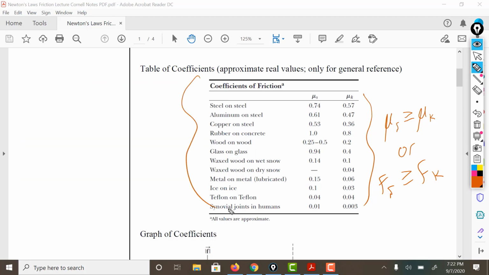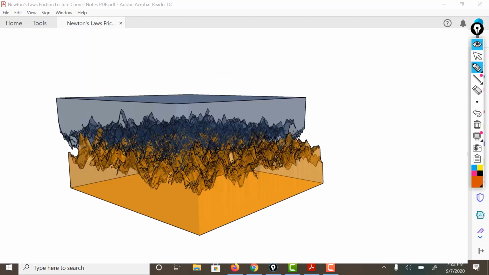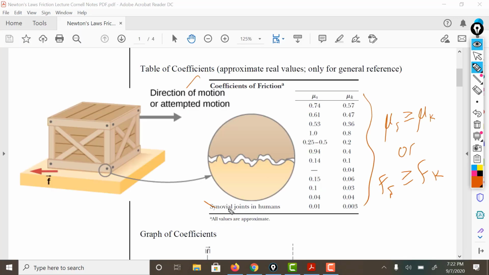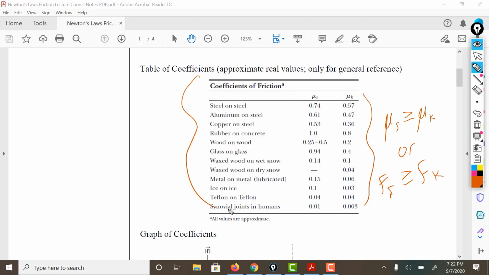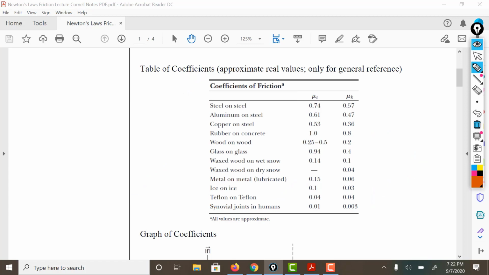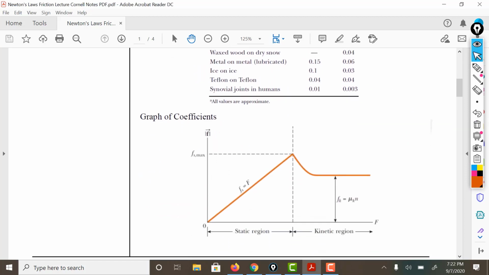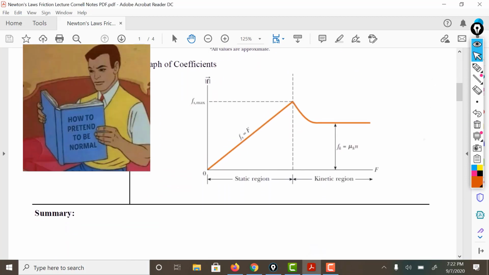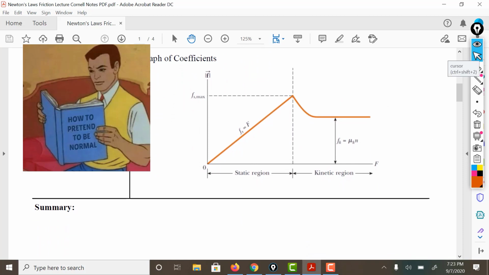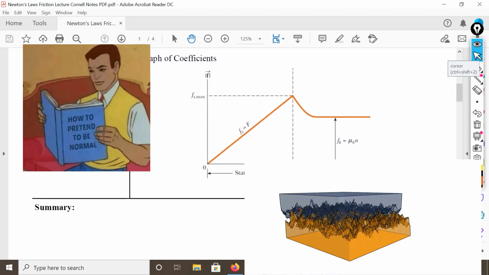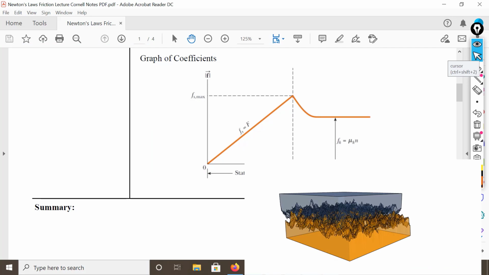Notice also that the coefficients are a physical property between two materials or surfaces. It's not just one. There can't be friction if there's only one object. It's the interaction, the action-reaction pair, if you will, between two materials. That's the coefficient of friction. So the force of friction depends on two things. It depends on the weight or the normal force of the object, and it also depends on the coefficient, which is a property of materials.